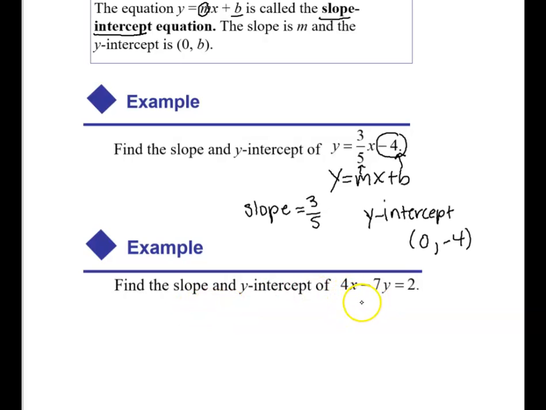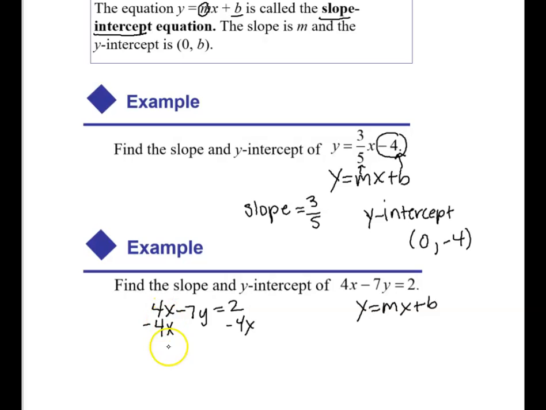So find the slope and the y-intercept. This one's a little bit different. You can't pick out the slope and the y-intercept from just looking at it this way, because we don't have y equals mx plus b. We have 4x minus 7y equals 2. So can we rearrange this so that we can see the slope and the y-intercept? Well, sure, right? We want to get everything away from y. This is one of the reasons we really worked on in chapter 1, moving the equations around.